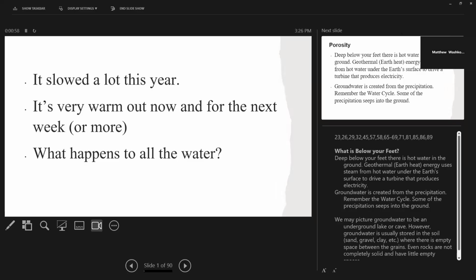Let's imagine it snowed a ton this year, which it has. Now, what happens if it gets really, really warm out? Well, that snow starts to melt, right? And so that melts into water. Where does the water go? Down. It goes down into the ground, right? So the ground absorbs it.